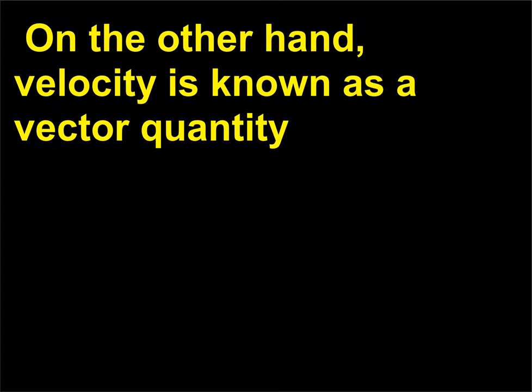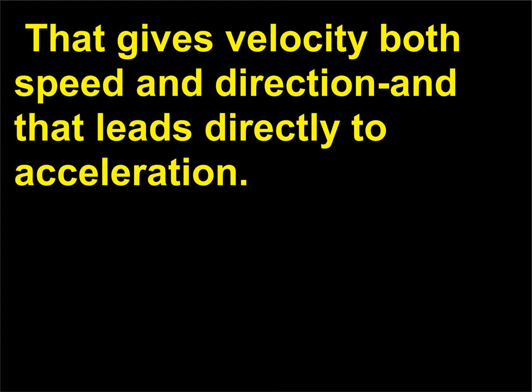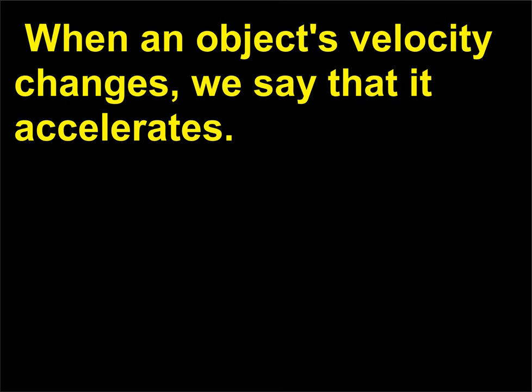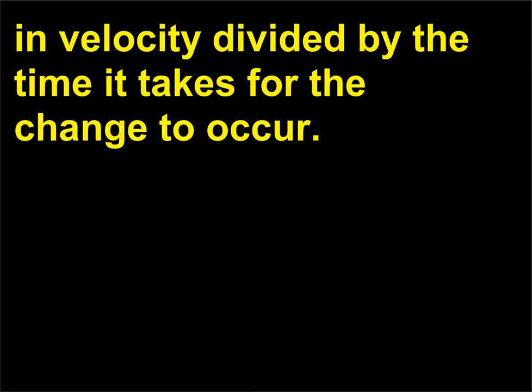On the other hand, velocity is known as a vector quantity. For more about vectors, see mathematical analysis. A vector gives velocity both speed and direction, and that leads directly to acceleration. When an object's velocity changes, we say that it accelerates. Acceleration, also a vector like velocity, is represented as the change in velocity divided by the time it takes for the change to occur.